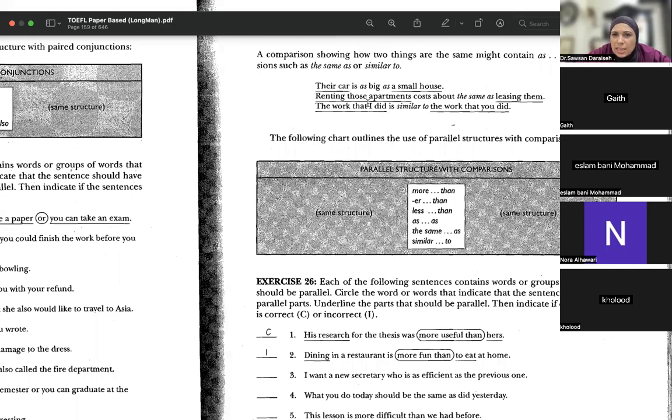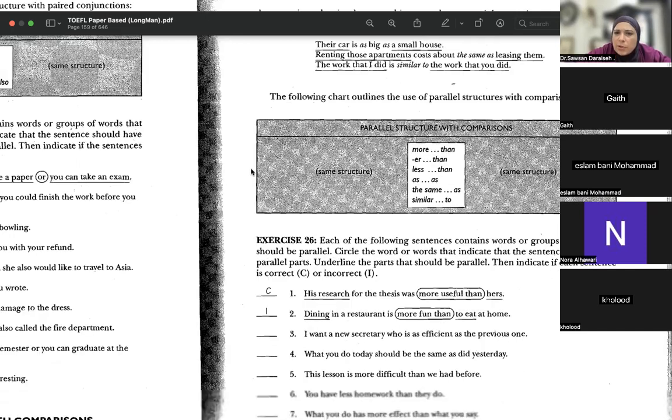So there's a comparison here, and we want to see that renting, in terms of structure, is like leasing. And "those apartments" is the same as "them", because "them" refers to those apartments, right? So we're worried here about the parallel structure. The work that I did, is similar to the work that you did. Again, we have the same structure. "Is similar to" is like "is the same as", all right? Not that much of a difference.